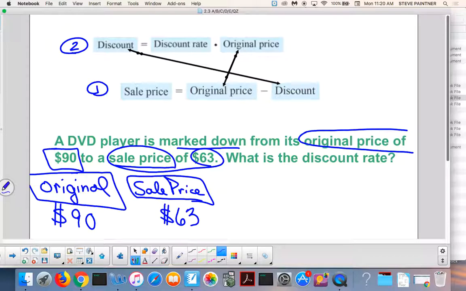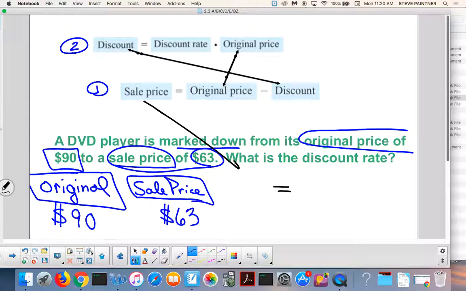Now, are you looking? Look what they gave you. They gave you sale price. It's right there. They gave you original price. It's right here. What you don't know is the discount. Do you know how much money you got off? Like 27. Isn't it 27? Yeah. But hang on. I'm not going to say it's 27. I'm actually going to show you the work.